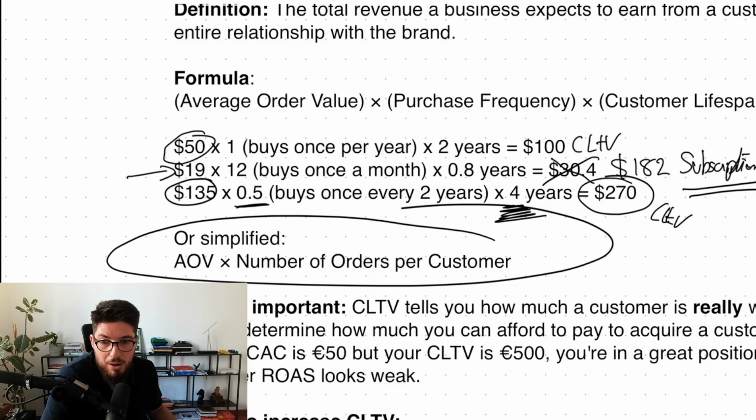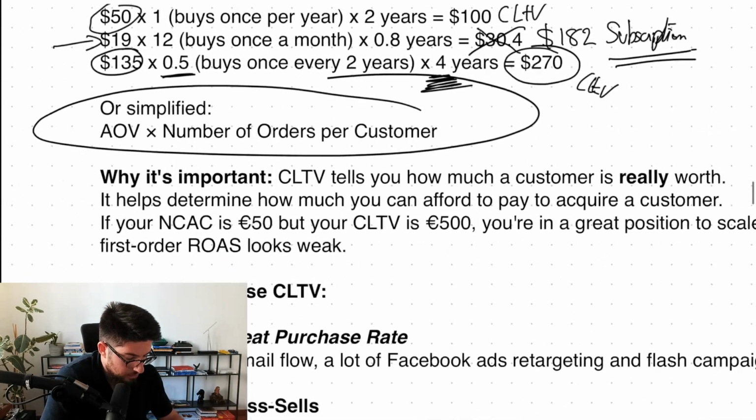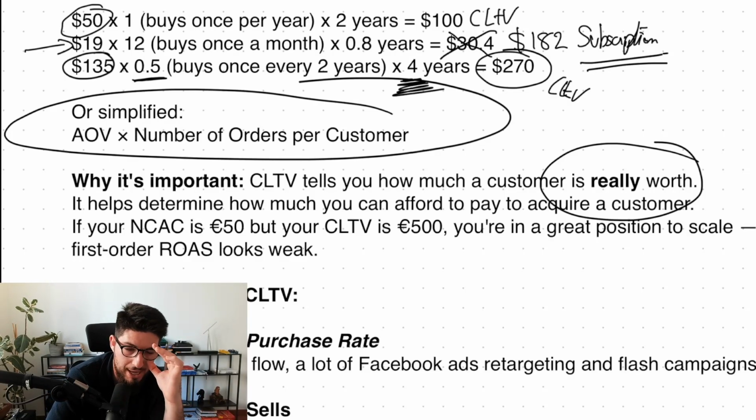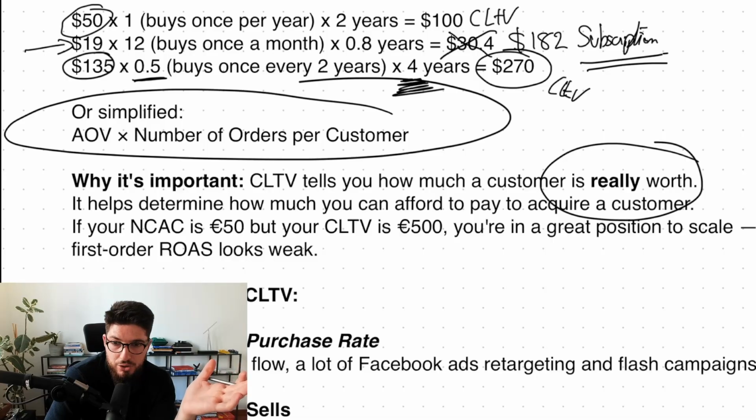So if that's going to be 1.3, and you take a lifespan of 2 years, if you have enough data, you just multiply those two numbers, and that's it. AOV 50 times 1.3, whatever the number, and you got it. Okay. Why is this important? It just tells you how much a customer is really worth to you. It's not the product price, it's not the AOV, because they will buy again in the future.